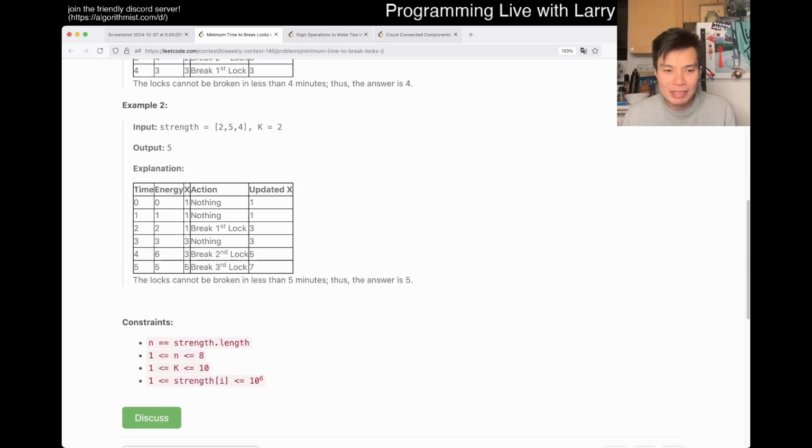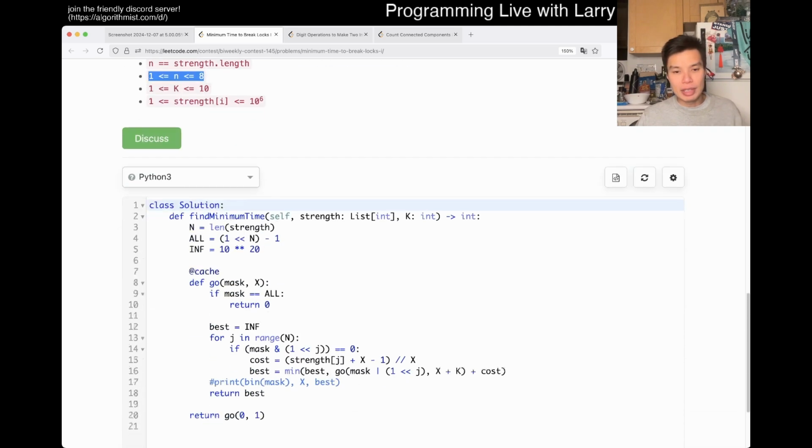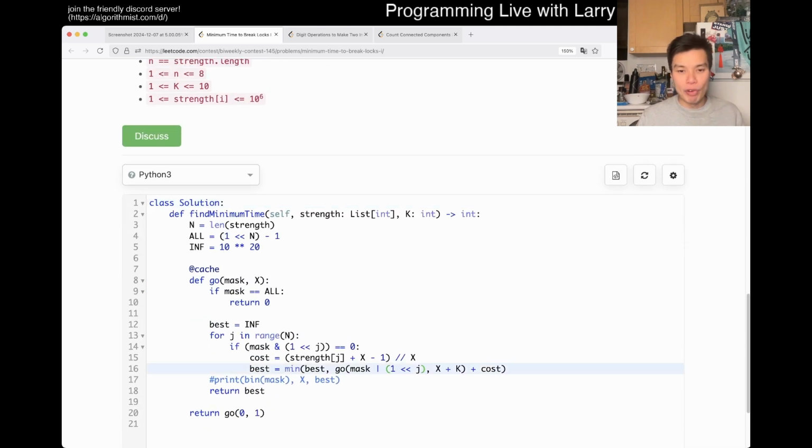And then I saw that n is less than or equal to 8. What that means is that now you can do bitmask dynamic programming. Bitmask dynamic programming sounds very intimidating, but honestly, it's just one way to do the n factorial way in a manner such that you don't redo some of the states. And that's really the idea. And this is my code. It's very brute force if you think about it, but that's how I ended up doing it.